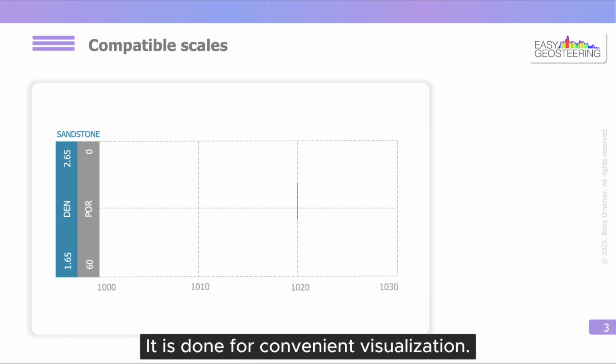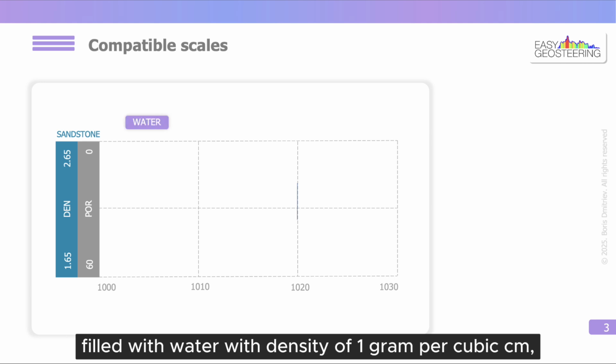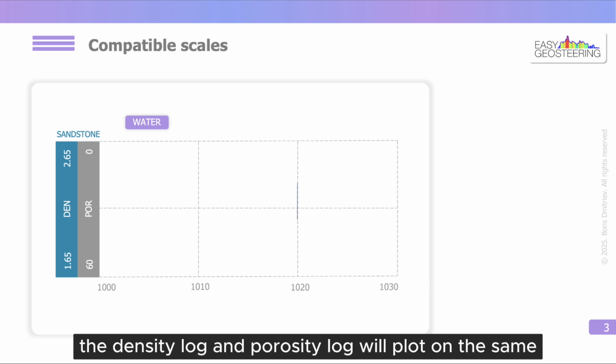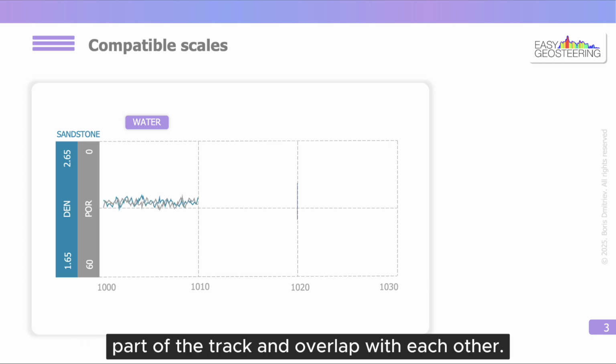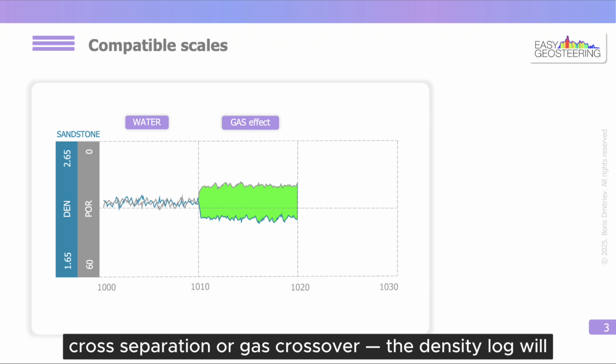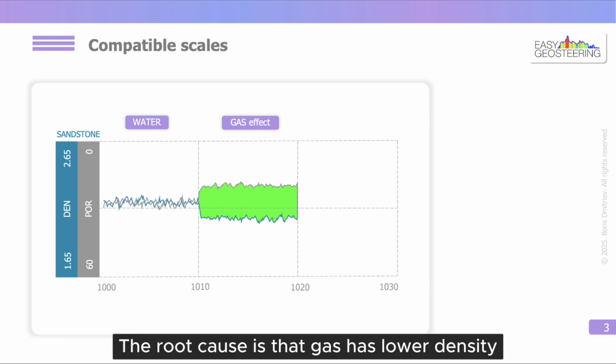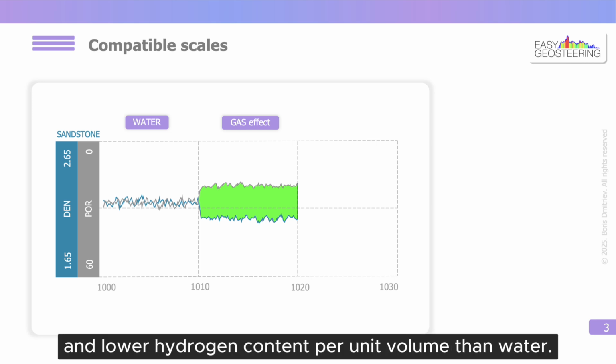It is done for convenient visualization. The point is, if we drill in a clean and non-shale formation filled with water, with density of 1 gram per cubic centimeter, the density log and porosity log will plot on the same part of the track and overlap with each other. If we encounter gas in the formation, we will observe curve separation or gas crossover. The density log will go down on the track, while the porosity log goes up. The root cause is that gas has lower density and lower hydrogen content per unit volume than water.